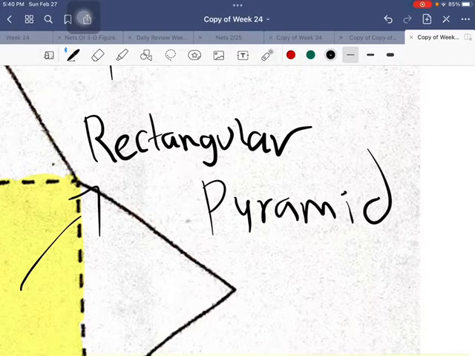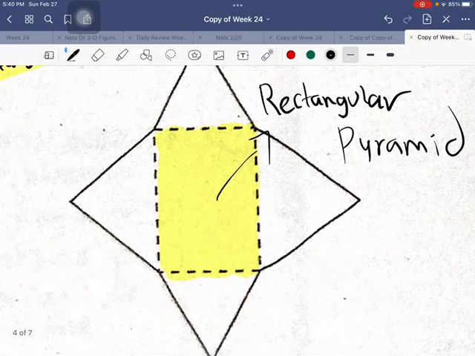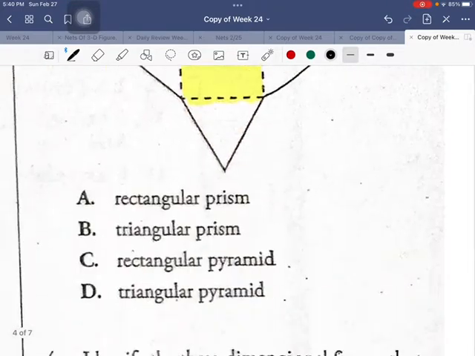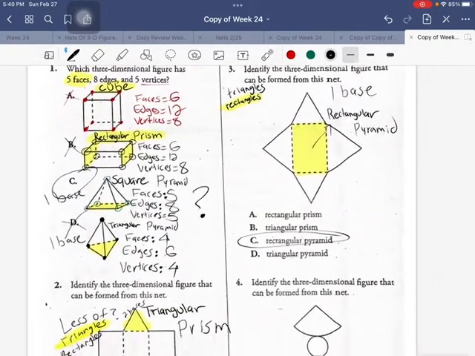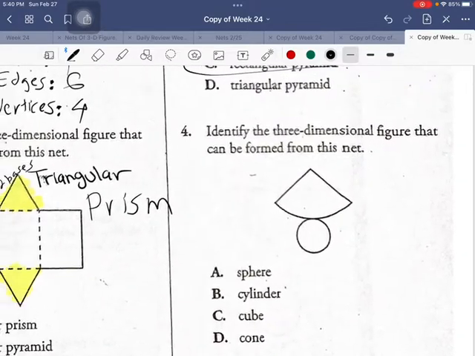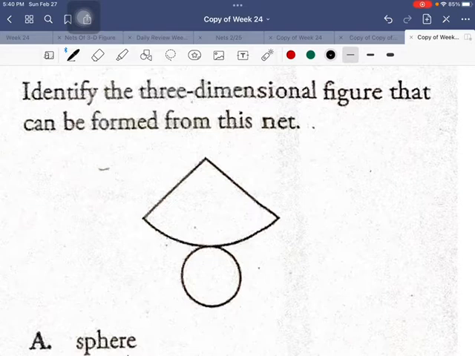Because 1 base, all of them covering that just 1 base, when you put them together, they're going to touch each other. It's going to look like a pyramid. It's going to look like a house. Rectangular pyramid, that's your answer. Perfecto. Ooh, this one. Identify the 3-dimensional figure that can be formed from this net.